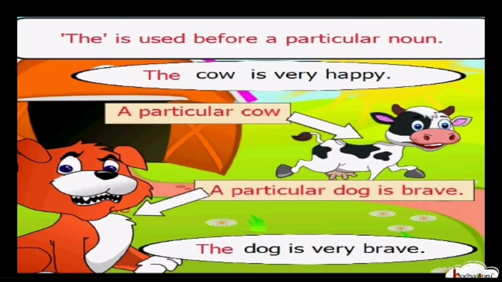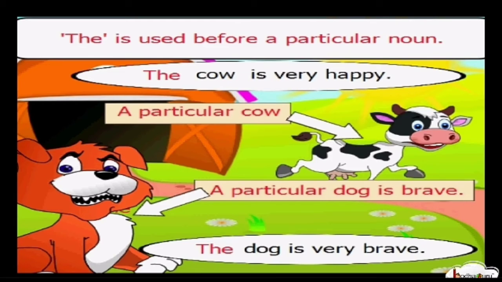The cow is very happy. A particular cow. Here we are talking about a particular cow, not any other. So we say the cow is very happy. The dog is very brave. Here we are talking about a particular dog, not any other. So we say the dog is very brave.